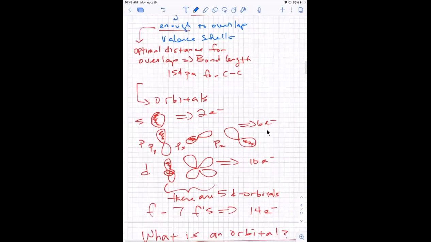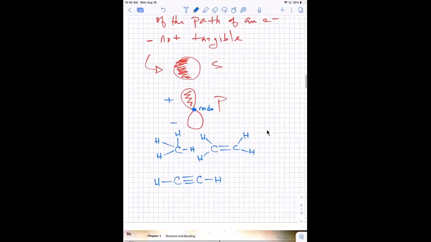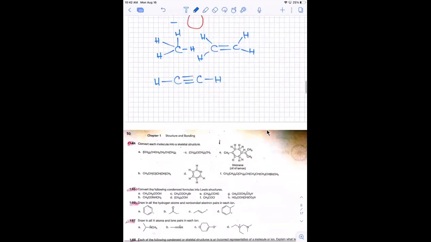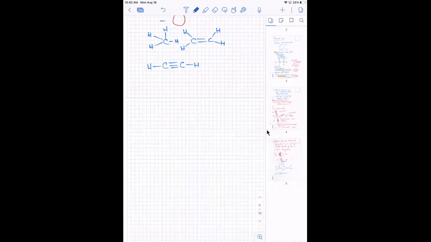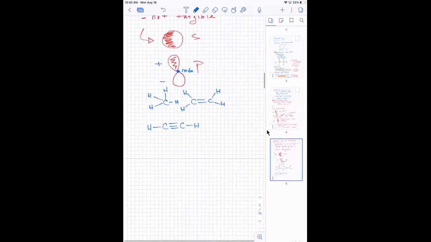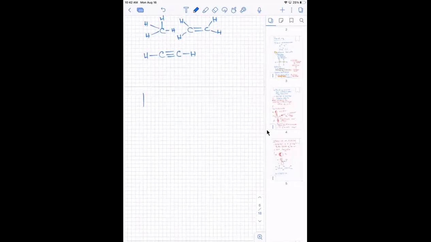So let's look at that real quick. This is a topic that's really important, right? And the topic is called hybridization. So let me add a page, and then we're going to talk about that. So let's do that.